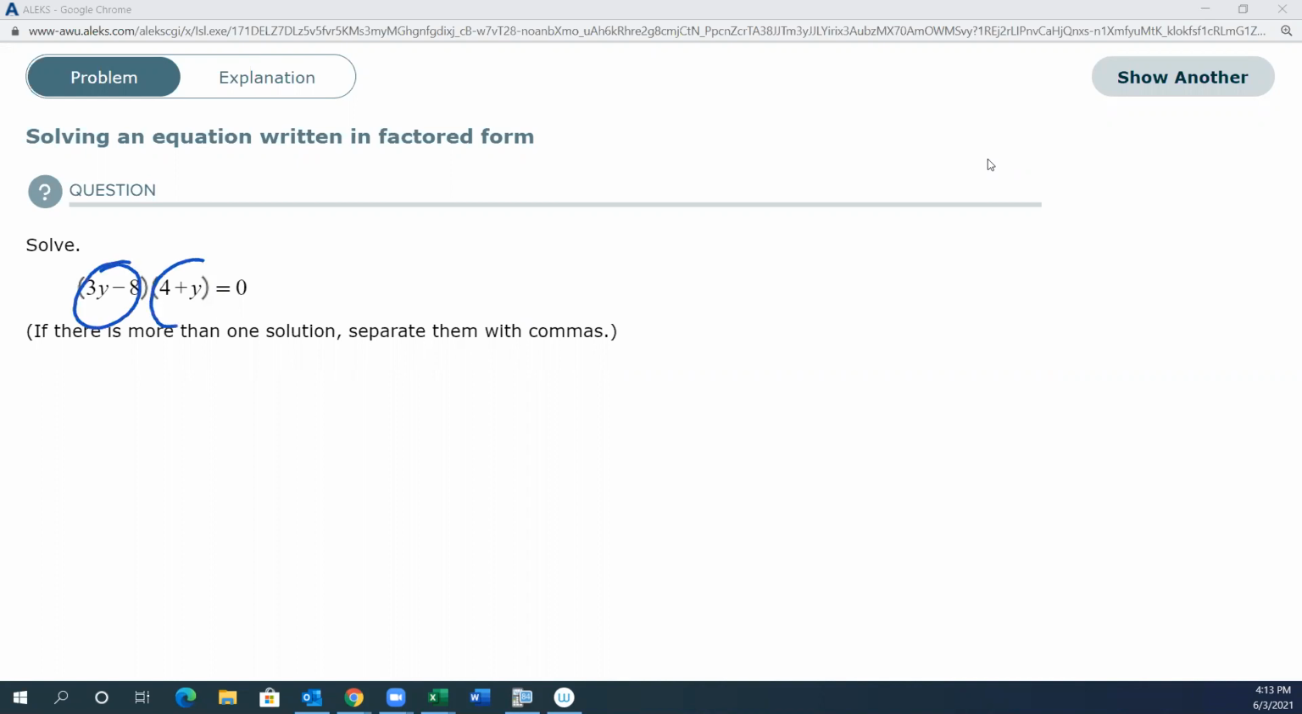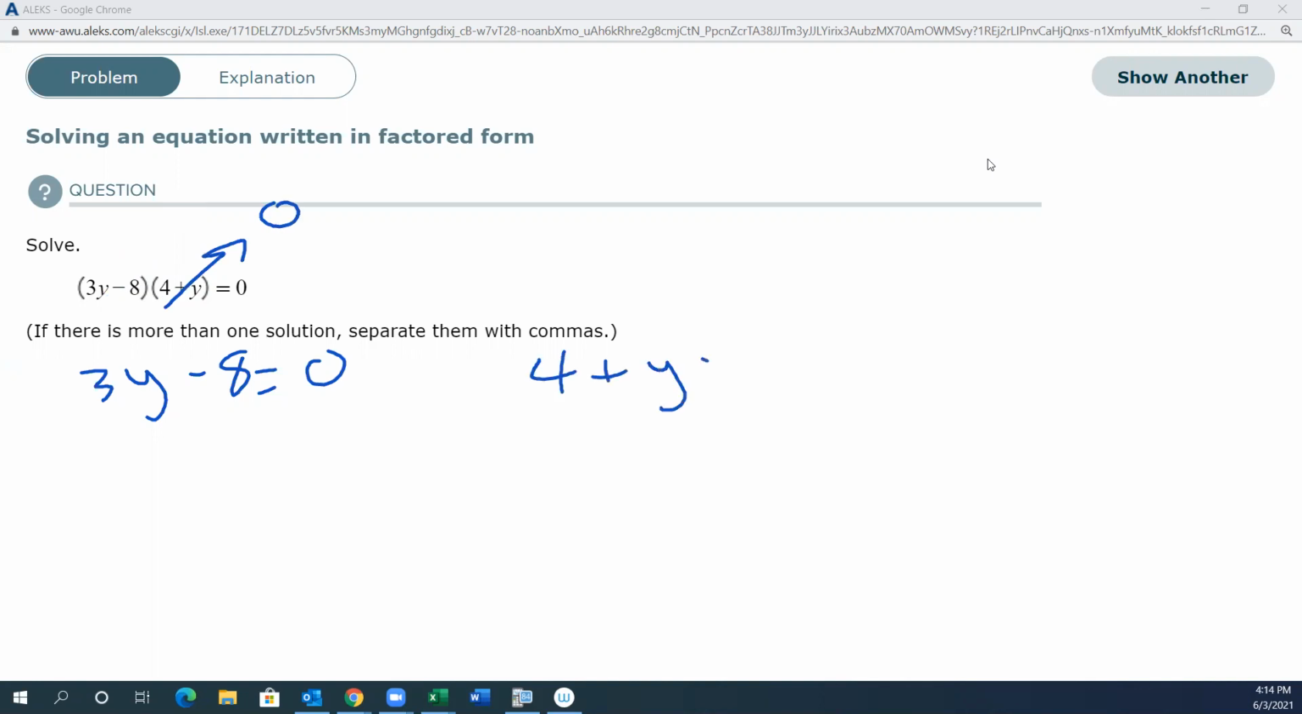We've got something times something equals 0. Well, the only way you can multiply two things together and get 0 is if one of them is 0. So that means that if 3y minus 8 were equal to 0, then you'd have 0 times all of this stuff, and that would be 0. But what if 4 plus y was equal to 0? Well, then you'd have 0 times whatever that is, and that would equal 0, and that would work. So that is a technique for solving equations.